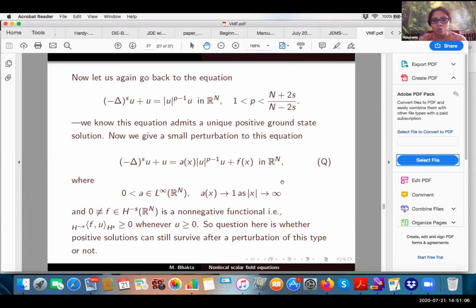Now, just mathematically speaking, if you just want to know whether this equation admits a solution or not in a bounded domain, what you can try to do is check with the Pohozaev identity. I think it does not admit a solution in a bounded domain. You can just try with a Pohozaev type of argument, the Pohozaev identity.